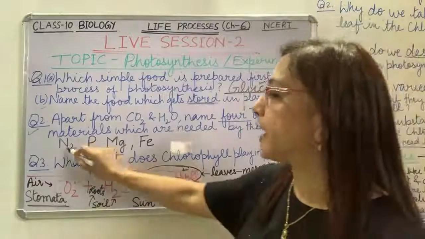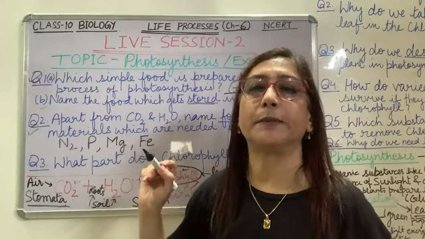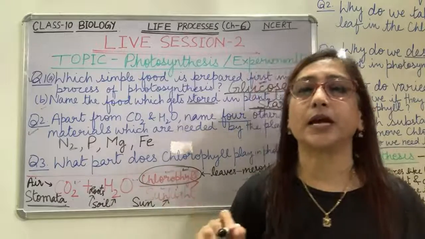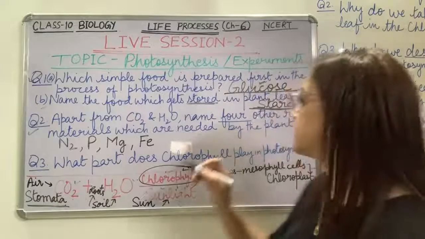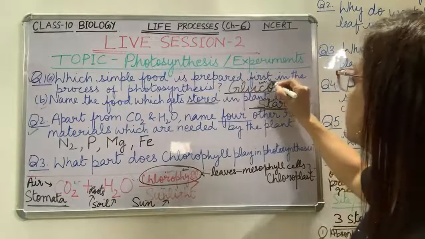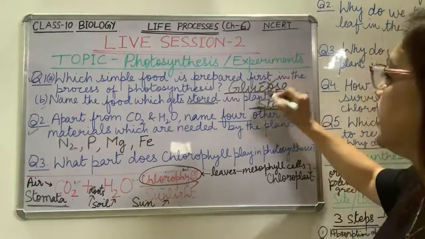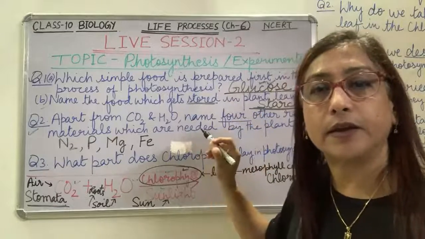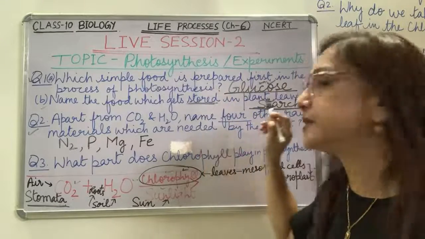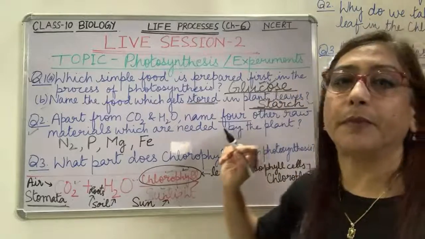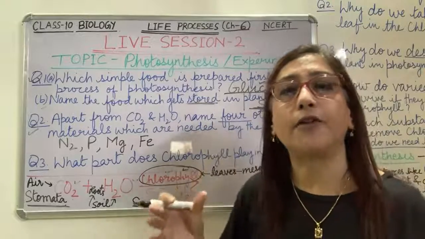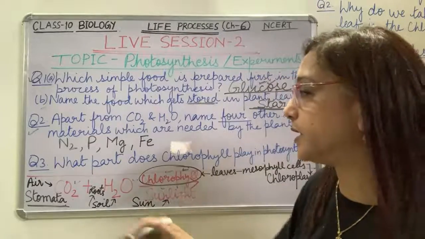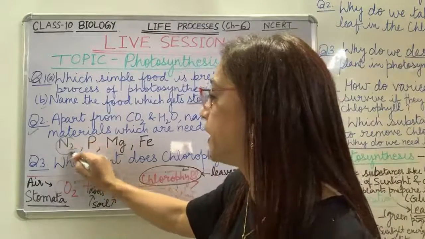Children, how is nitrogen used by the plant? Nitrogen is used by the plant to make proteins. Which nutrient is glucose? Glucose is a type of carbohydrate. So during photosynthesis, carbohydrate is being prepared. But how does the plant fulfill its need for proteins? It is through this atmospheric nitrogen.